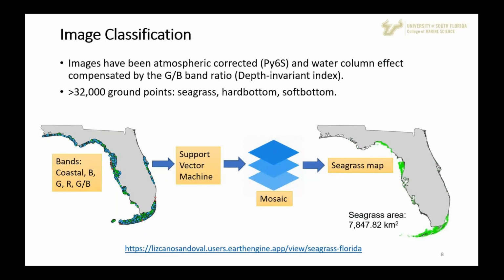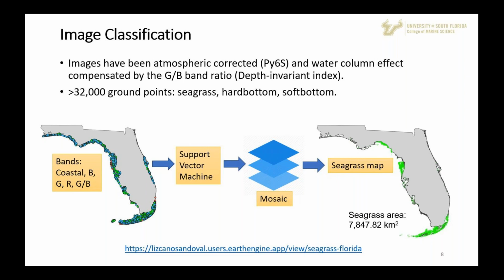I also used the FWRI dataset, and some visual interpretations. I used the coastal blue, green, and red bands plus the green-blue band ratio, which is derived from the depth invariant index technique, which compensates for the effect of water column on bottom reflectance. The reflectance values are used to train the classifier. In this case, I'm using a support vector machine classifier. Then I just produce a classified map for each image.